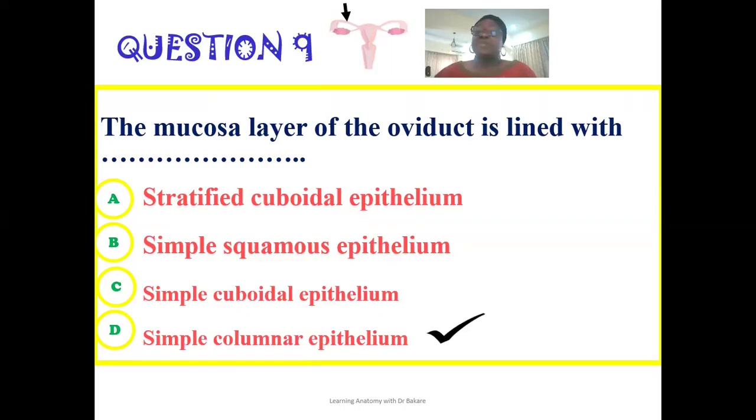This is the type of epithelium that will create enough space for the process of secretion. Also, on the free surface of this epithelium, we have cilia, and these cilia also aid movement. So this is the correct option here as it relates to the mucosal layer of the oviduct.